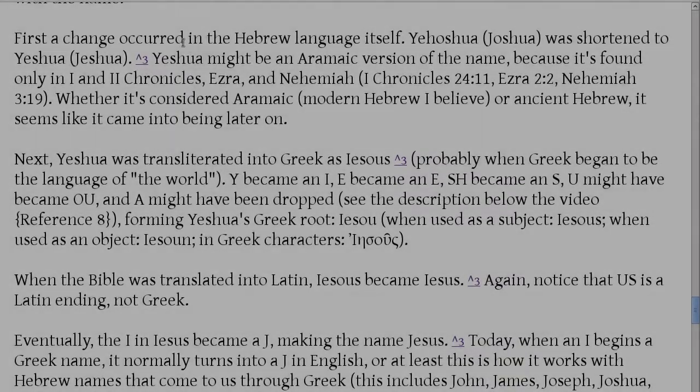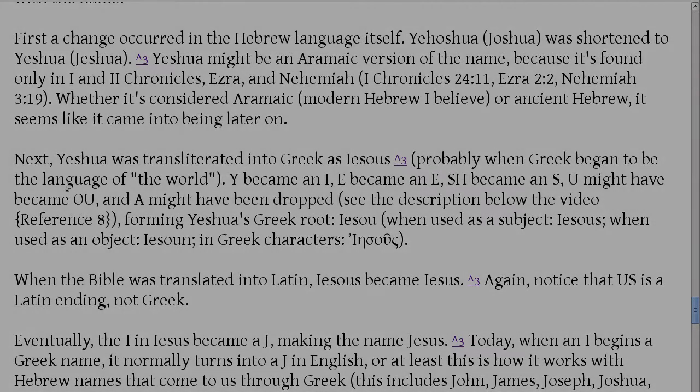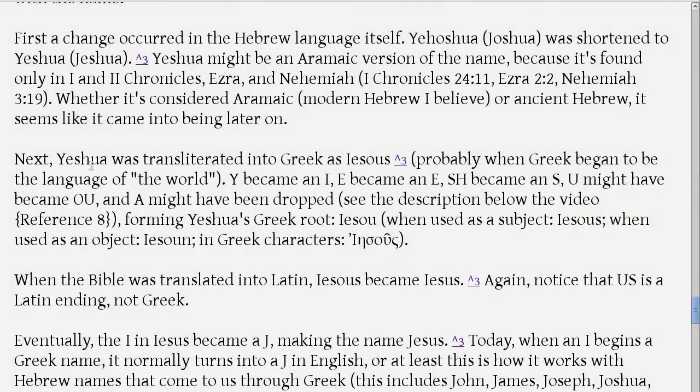So first of all, a change occurred in Hebrew itself. Yehoshua was shortened to Yeshua. Next, Yeshua was transliterated into Greek as Iesus, probably when Greek began to be the language of the world. Y became an I in the name Yeshua to Iesus. E became an E. SH became an S. U might have become OU, and A might have been dropped.